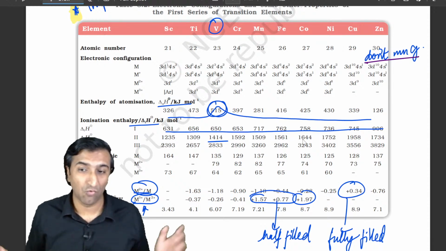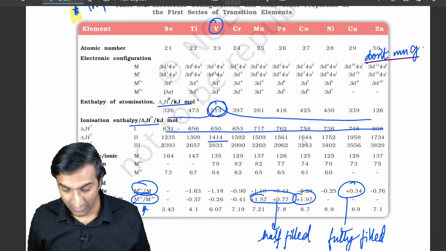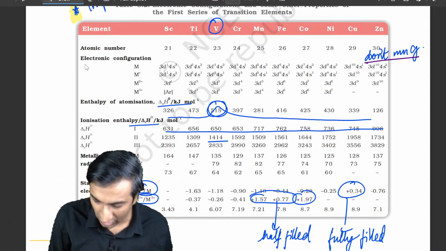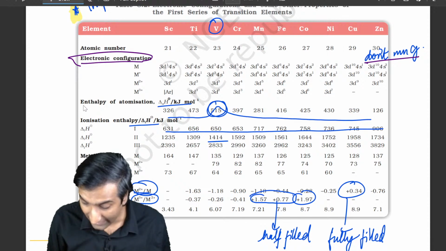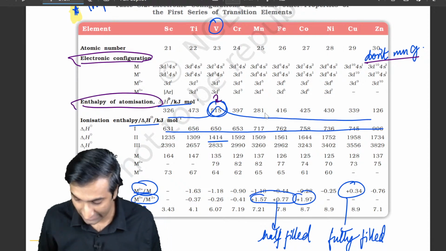But you need to understand what all is going on over here. Okay, ये बड़ी सी table है. It looks a little intimidating. It has a lot of information. Yeah, electronic configuration that I spoke of initially. It has enthalpy of atomization also. You see that it peaks to this value and then falls off again, right?